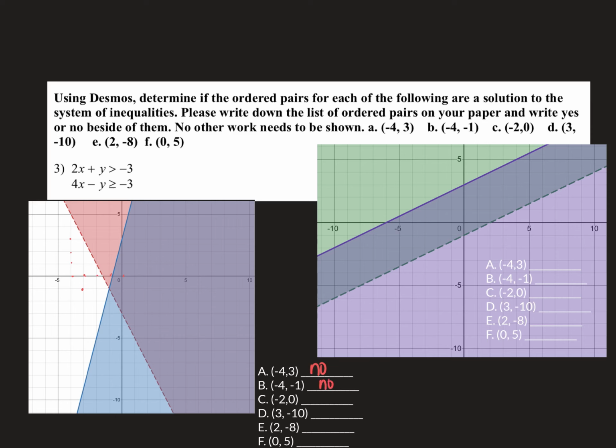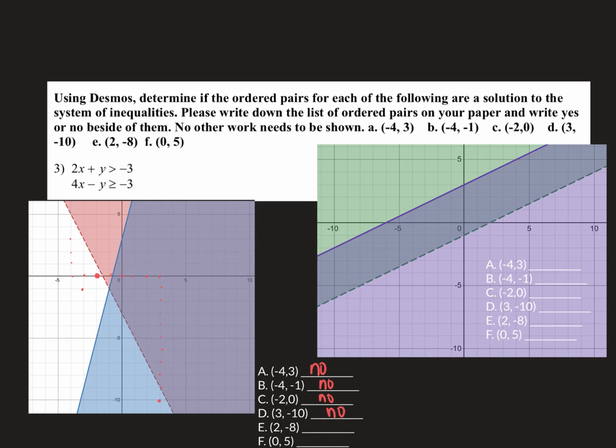Oh, to be a solution to the red and the blue shading, it has to be in this purple region. So let me grab my pointer. It has to be in this purple region here. So both of the ones that I just plotted were not in that purple region. Negative 2, 0 is right there, and that one is a no. 3, negative 10. Negative 10 is right here, so that's in the blue. So that one is also a no.